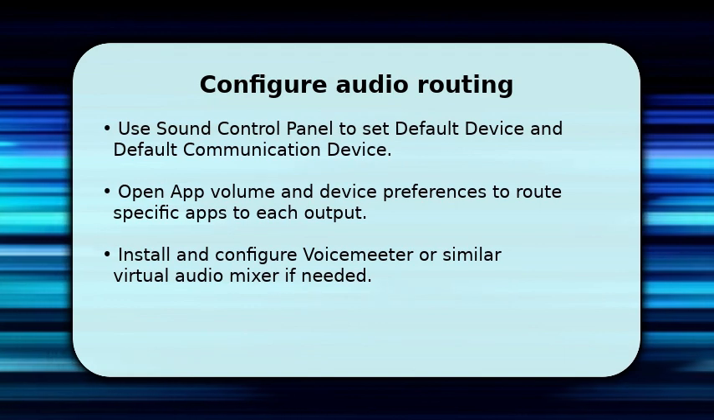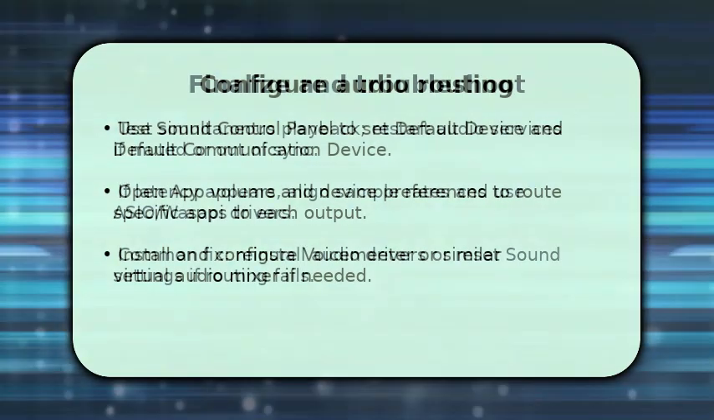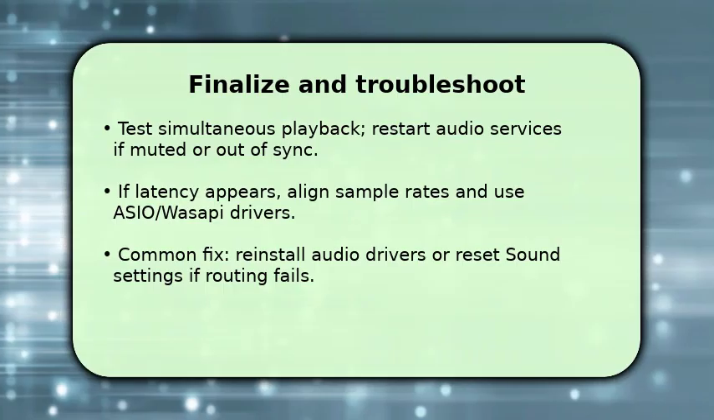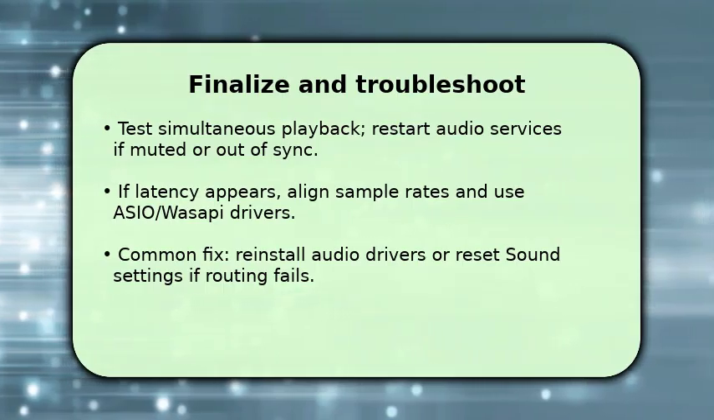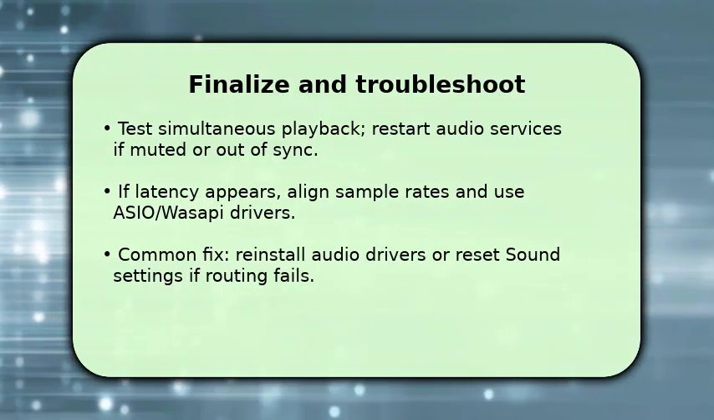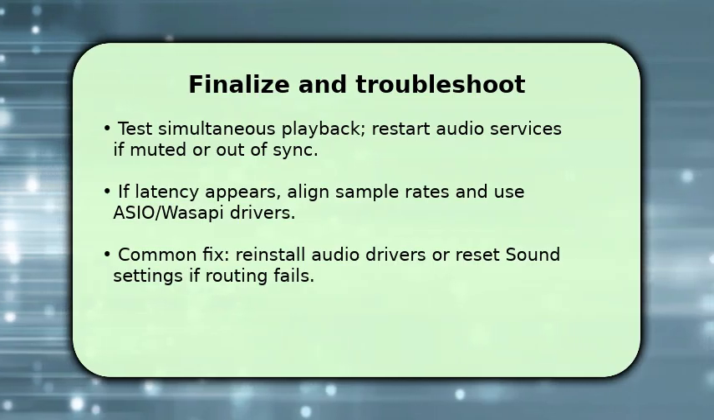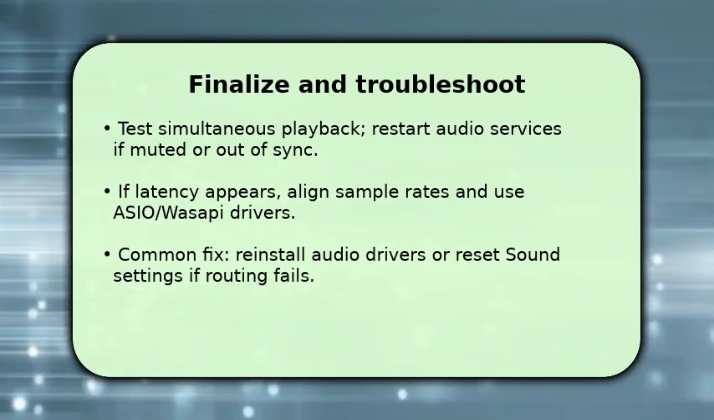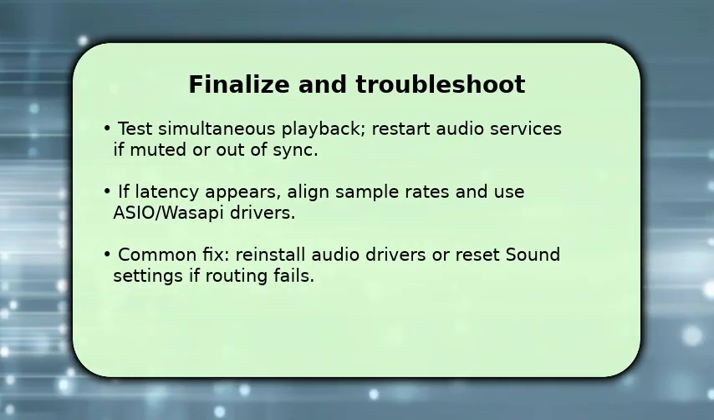Once mapped, test playback on each device to verify independent streams. Finish by testing simultaneous playback with two different apps. One should go to wired and the other to Bluetooth. If you notice dropouts or heavy latency, make sure sample rates match and switch drivers to WASAPI or a CO in the playback app. If audio devices disappear, restart the Windows Audio service or reconnect devices.